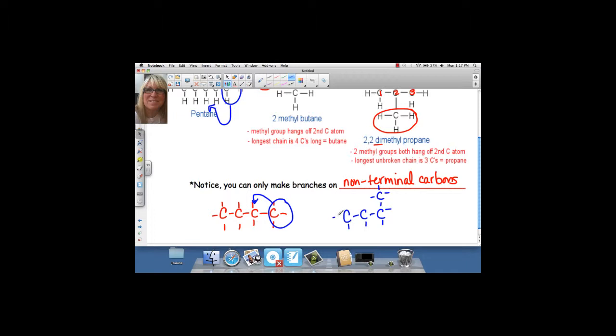Well, guess what? This was butane, because my longest chain is 1, 2, 3, 4. This is also butane, because all I did was bend the chain. So this is butane. This is not an isomer. All I did was bend it. Imagine a Twizzler and bending it. That's what I did. It's still butane.